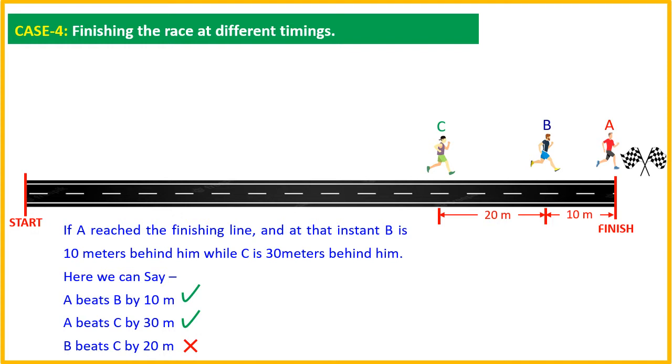So at this instant we should not say that B beats C by 20 meter, because when B reaches the finishing line, the distance between B and C will be obviously something other than 20 meters. Okay, on the basis of these cases we have seen, case 1, case 2, case 3 and case 4, let us try out some numericals on linear racetrack.